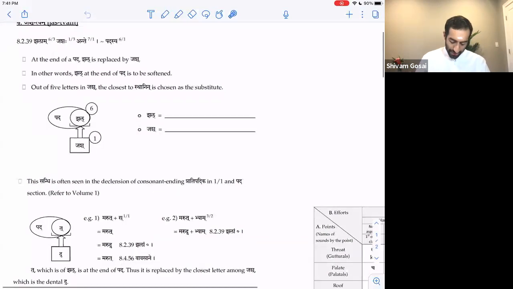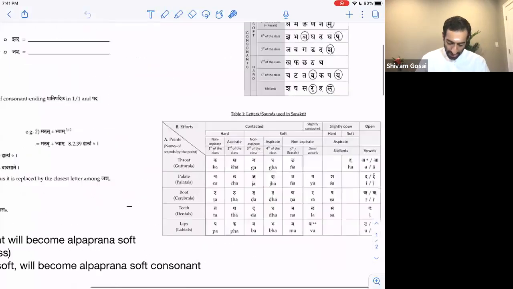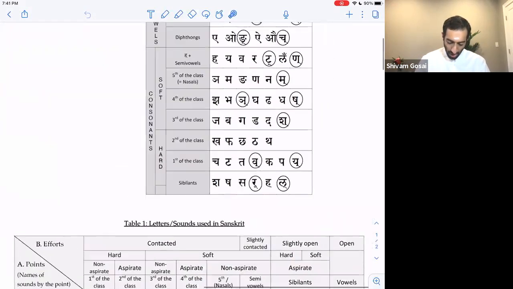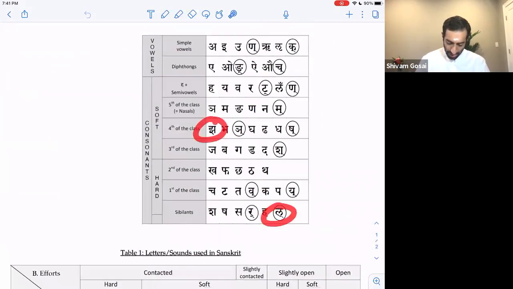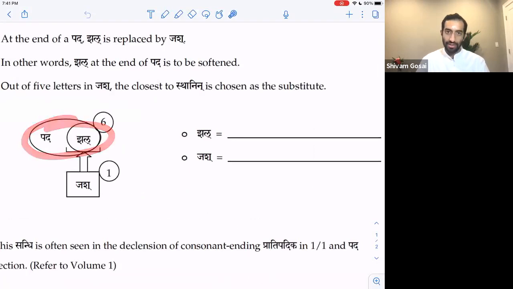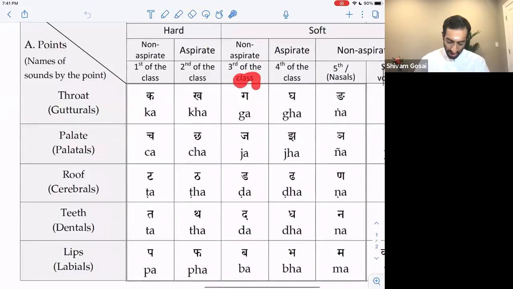So this is the sandhi we saw last time. What we saw is that jal stands for all of the consonants except for semivowels and nasals, right? So any consonant except a semivowel and nasal, when it's at the end of a pada, becomes jash. So it becomes this third, the jabagaradash.